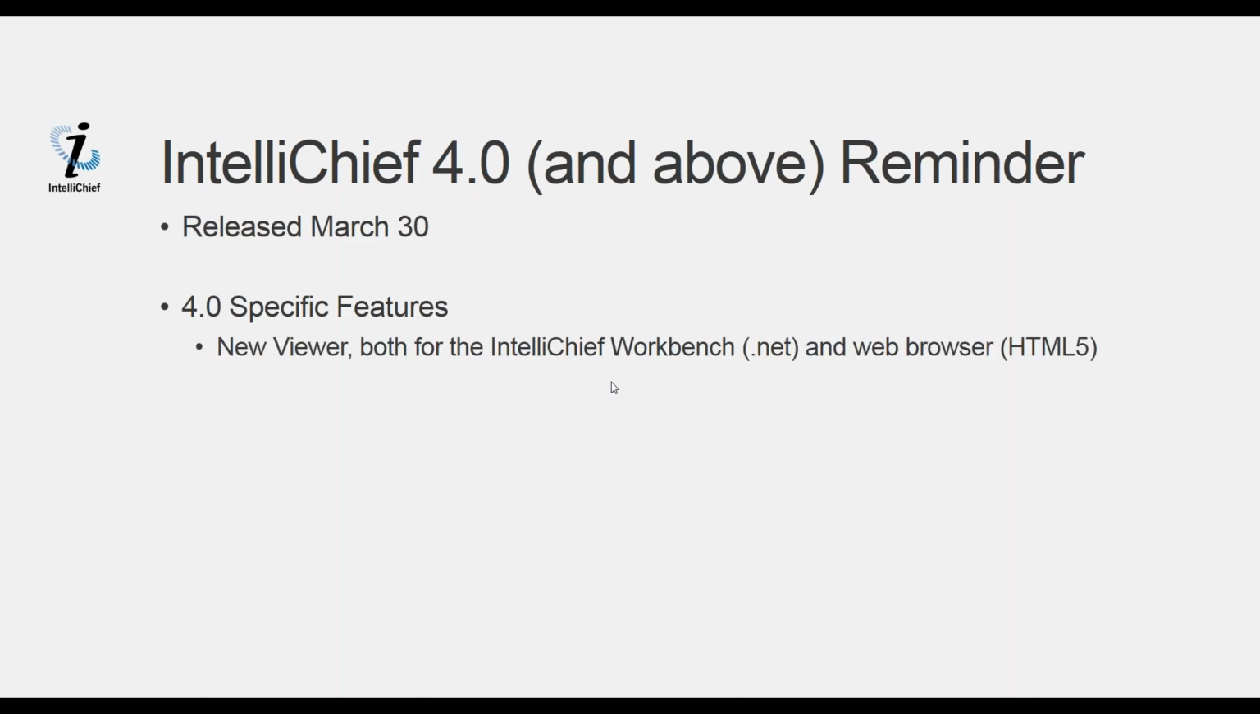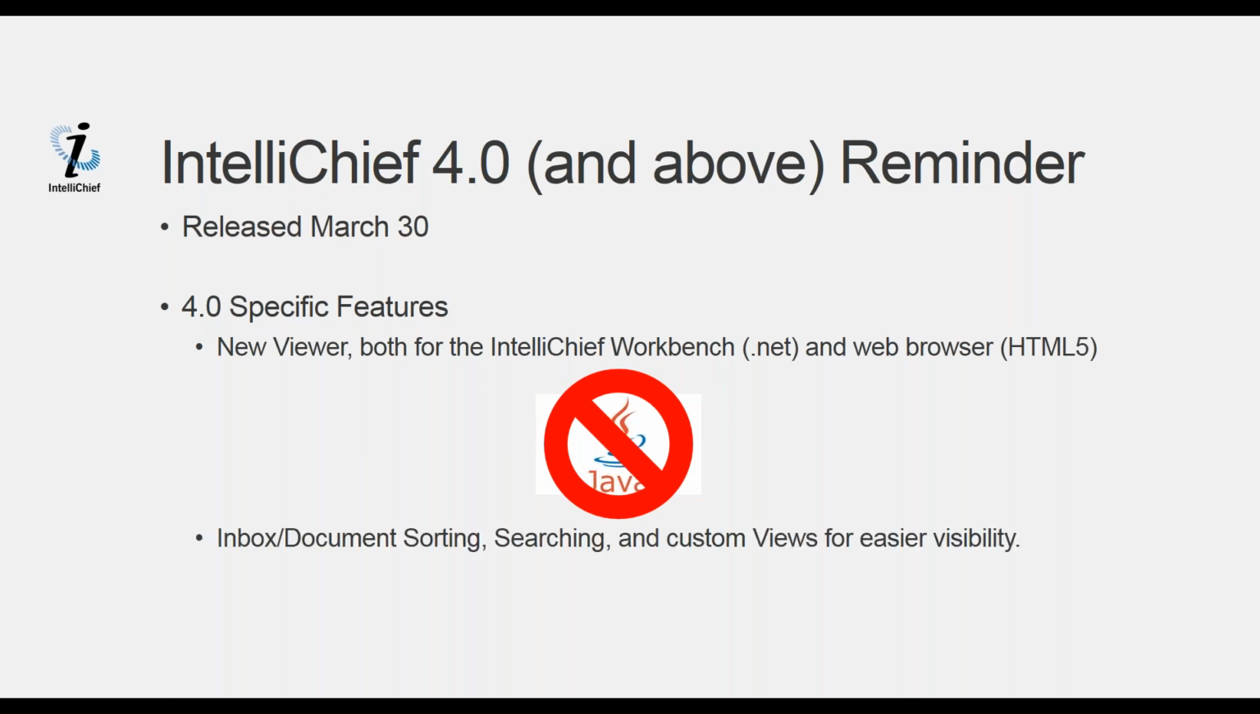March. And the big one in that was the new viewer, right? For those of you not familiar, 4.0 now contains a new viewer for both the Workbench and the web browser. And in addition to a lot of ease of use features and enhancements in the viewer, the big one for everyone that got everyone excited was the elimination of the requirement for Java on the user workstation. So the Java requirement at the user workstation level goes away, and you now utilize the new viewer either through the Workbench or the web browser.